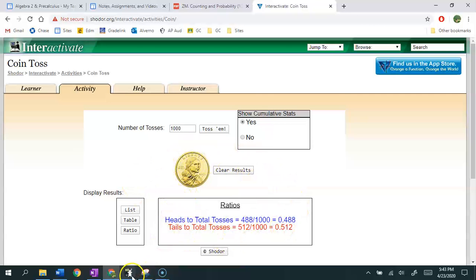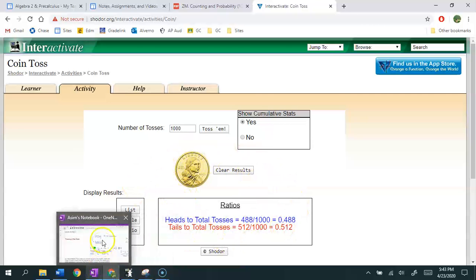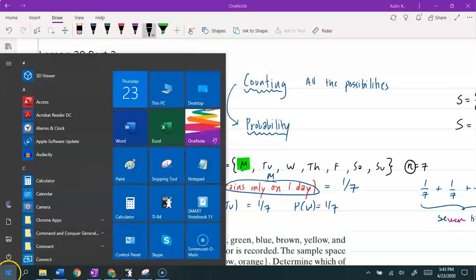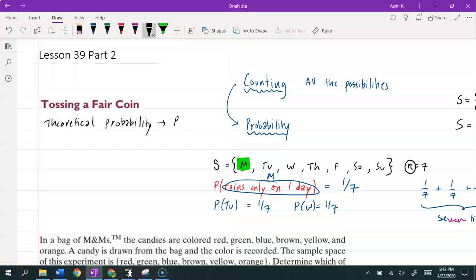But what do we know? What do we know from our understanding of probability, the chances of getting a fair coin? This is called the theoretical probability, right? So the theoretical probability is basically telling you before you even start, what are the chances of something happening? And the probability of getting a heads was equal to 1 over 2, and the probability of getting a tails was equal to 1 over 2.